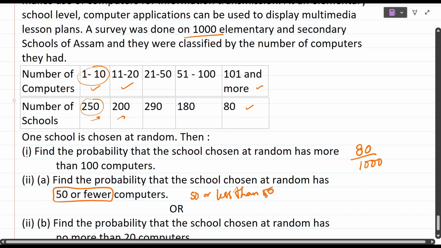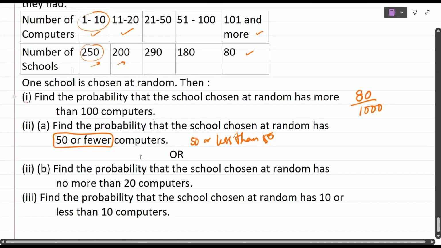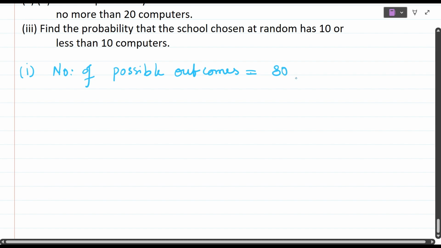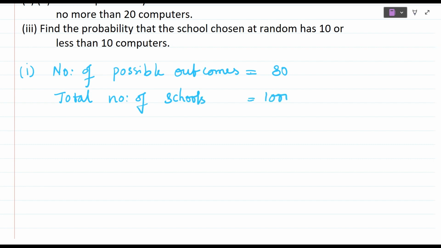Clear, students? Now we are going to see how to present our answers. Let us see the number of possible outcomes. Let us write the number of possible outcomes. How many are there? 80 schools have the required number of computers, more than 100 computers. The total number of schools is 1,000.